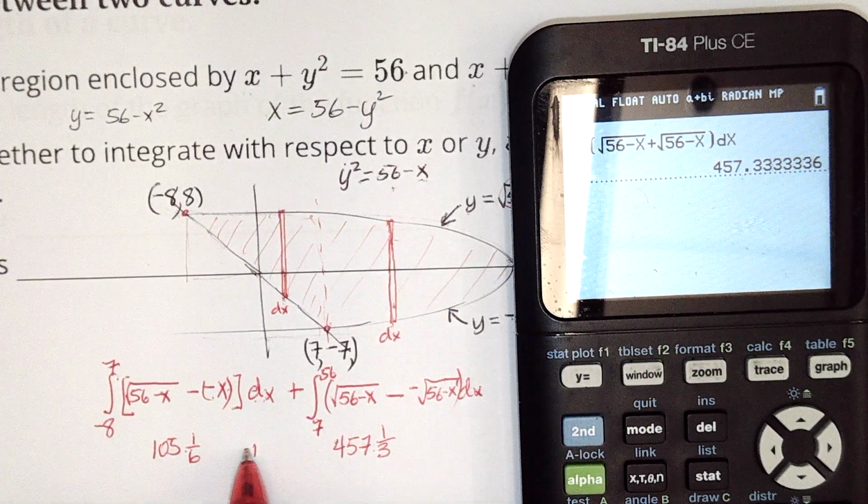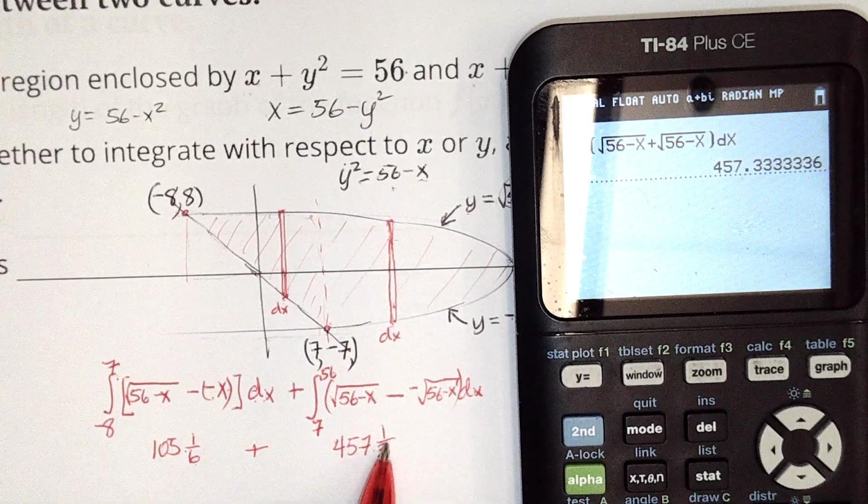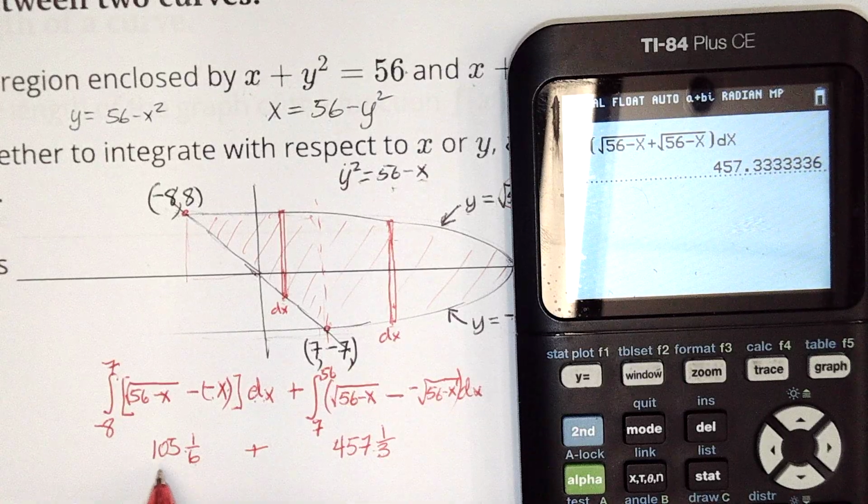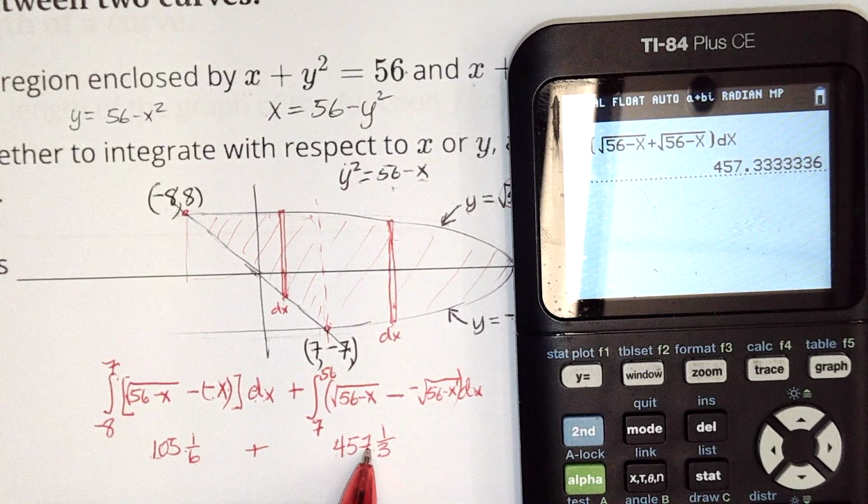So if I add these two together, that's 1/6 and 2/6, 3/6, so it's a half. 550, 62, 562 and a half.